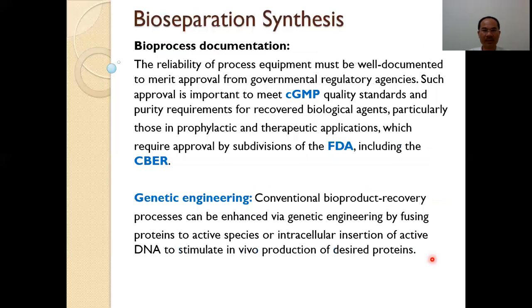The documentation, I talked to you about already. Documentation is very important when the product is a pharmaceutical or food product. GMP is very important: good manufacturing practice, where the process is safe and the process is clean. This process should be approved by the FDA or CBER or another agency. In Thailand, this is the Thai FDA.